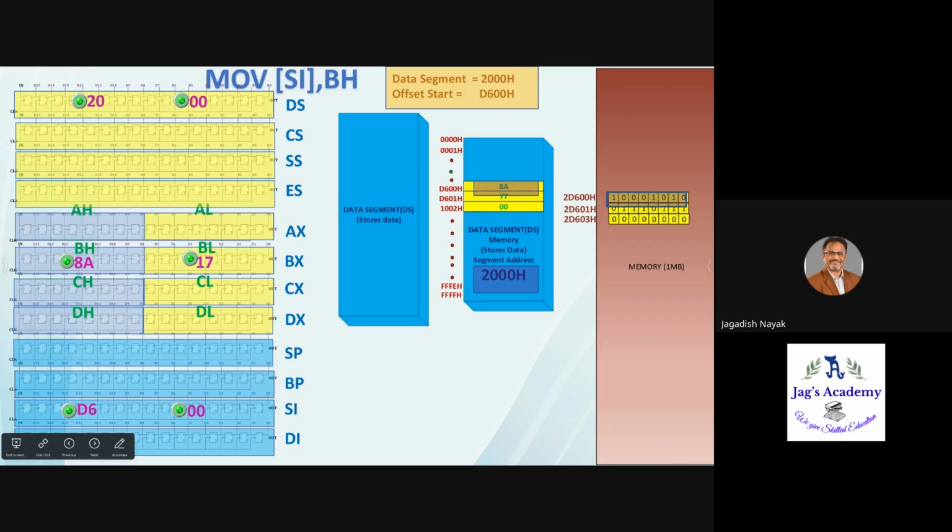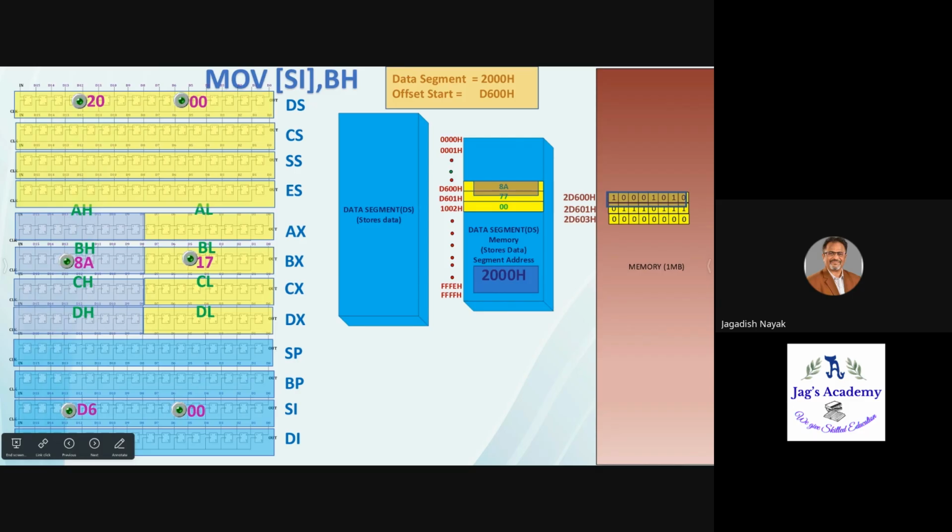Now look at this. Your BX register has the data 8A17. You can see the light blinking there. 8A17 is the data in the BX register. Now you can see that BH has to be transferred to the memory. Where in memory? The moment you say memory, the square bracket corresponds to memory, and it needs an offset address. Where is the offset address? The offset address is available in the SI register. Where is the SI register? See here, can you see the offset address in the SI register?